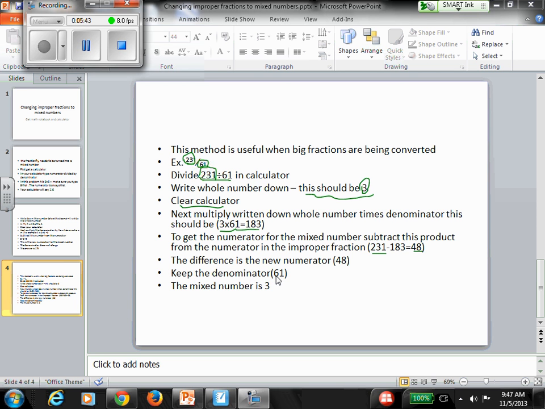Keep the denominator, which is 61, because that doesn't ever change. And the whole number is 3. So to write this as a fraction, we would say that this number is 3, and our numerator is 48, over 61. It's hard to write with my finger.